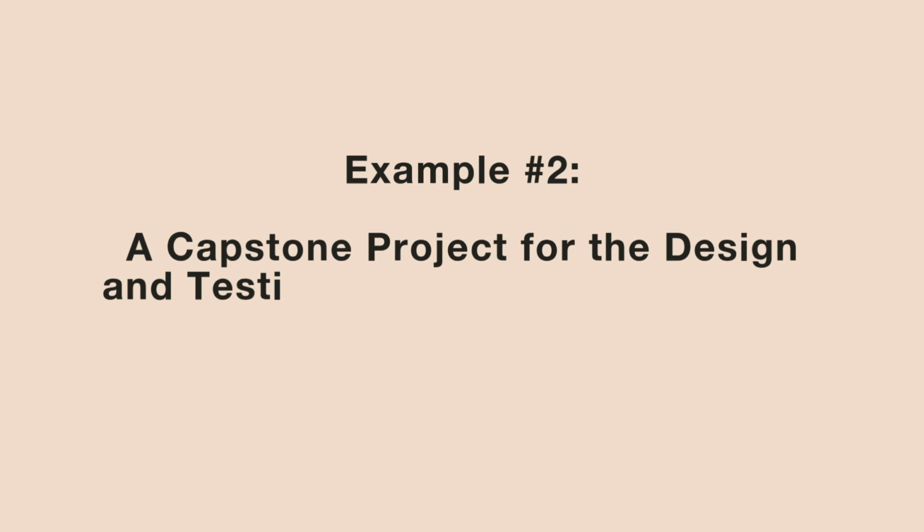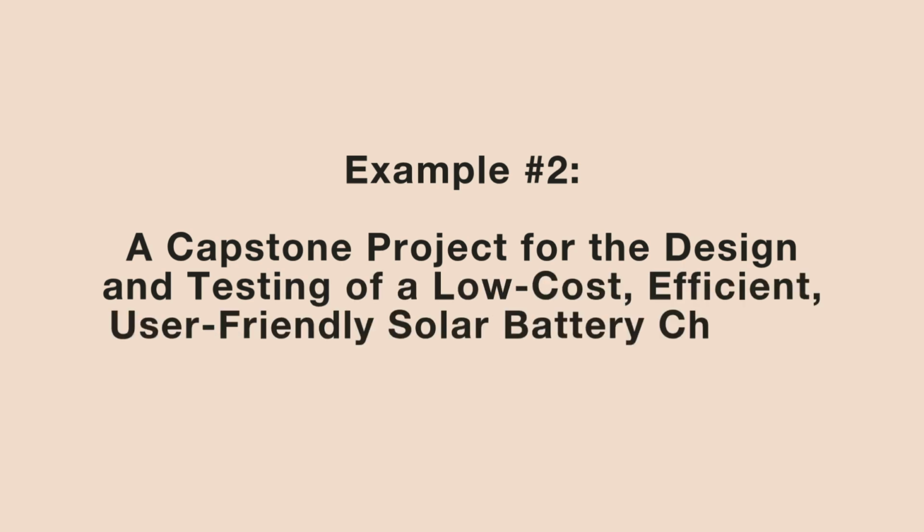Mistake number 7, poorly written research titles. So it's either too vague or way too long. But remember, titles need to balance clarity and precision. So example of this is a study in solar panels, or a capstone project for the design and testing of a low-cost, efficient, user-friendly solar battery charger system. So you can see that one doesn't say anything and the other says way too much.